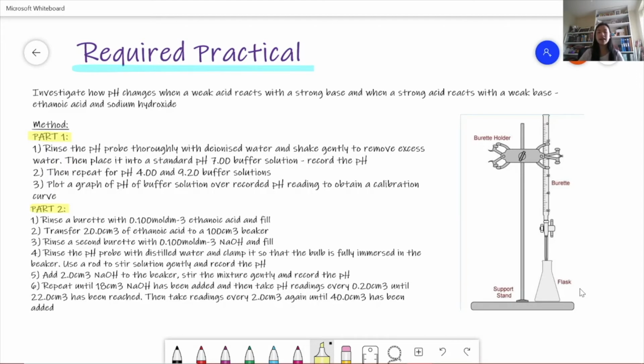So our method is split into two steps. The first part is calibrating the pH meter, and part two is the actual measuring of the pH of the mixture of acid and alkali.